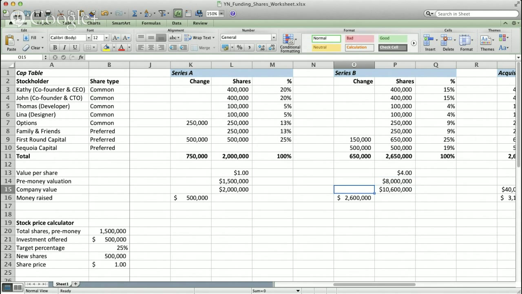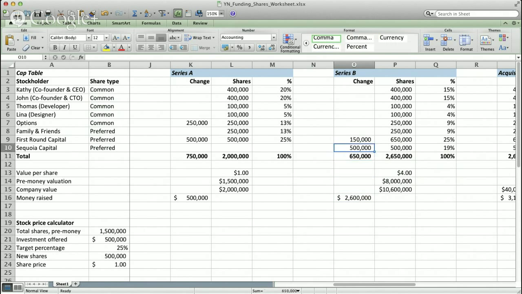But what actually happened in this case was that First Round Capital said, no, we'd actually like to participate in this second round here. We want to try to keep our fractional share of 25%. So why don't we share this amount so that we're all able to participate on the same terms here. So what happened in reality is that Sequoia put in $2 million, and First Round put in an additional $600,000, which brought the total to $2.6 million.